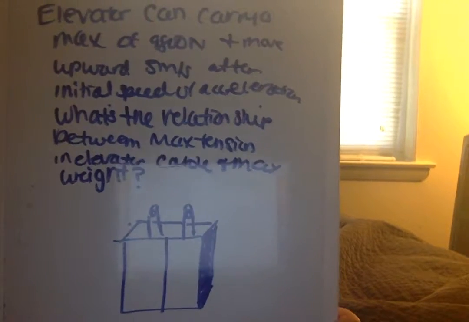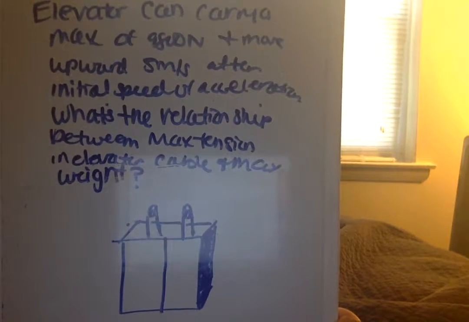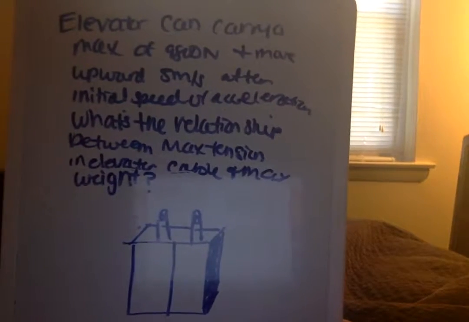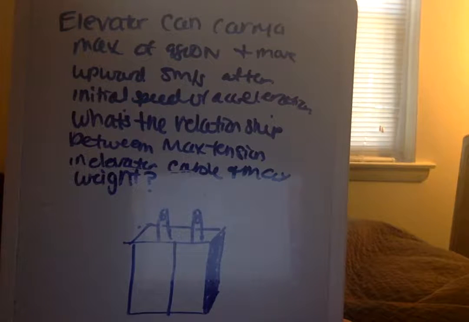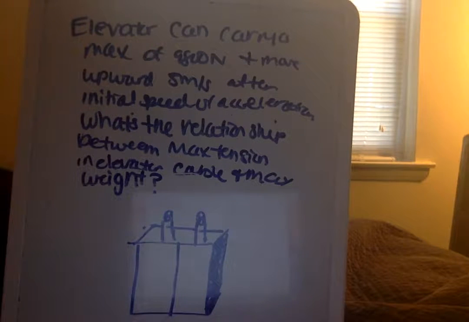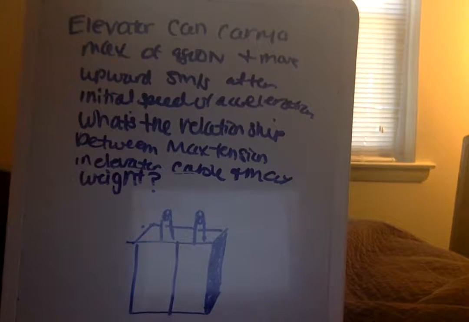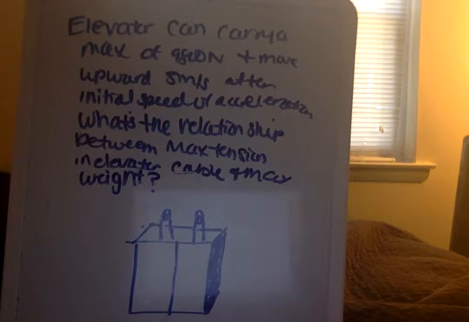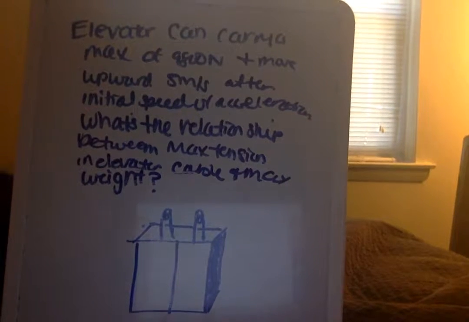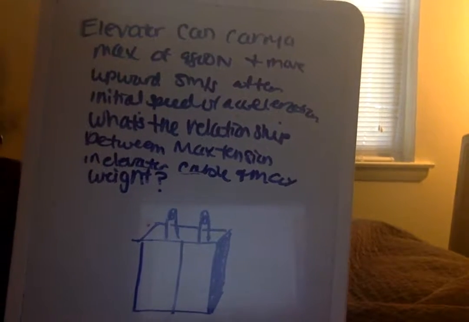Okay, so this was, I think, question number 4. I have the question written down, and it reads: the elevator can carry a max of 9,800 newtons and move upward 5 meters per second after the initial speed of acceleration. What's the relationship between the max tension in the elevator cable and the max weight?